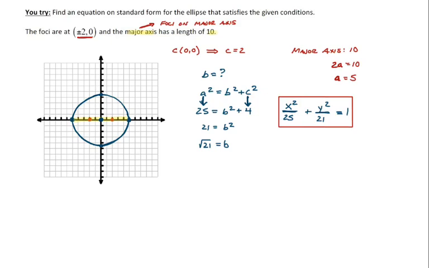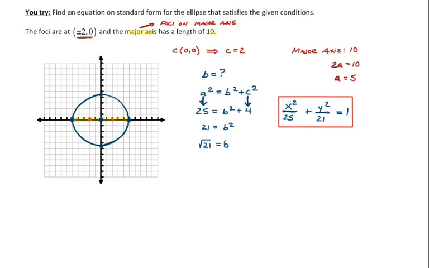So in this case, again, I had to use my foci to find my center, and use my center to find my C value, which is 2. Then I had to use this idea of what a major axis is, and in which direction the major axis should go, to find A, which then allowed me to find my B value.